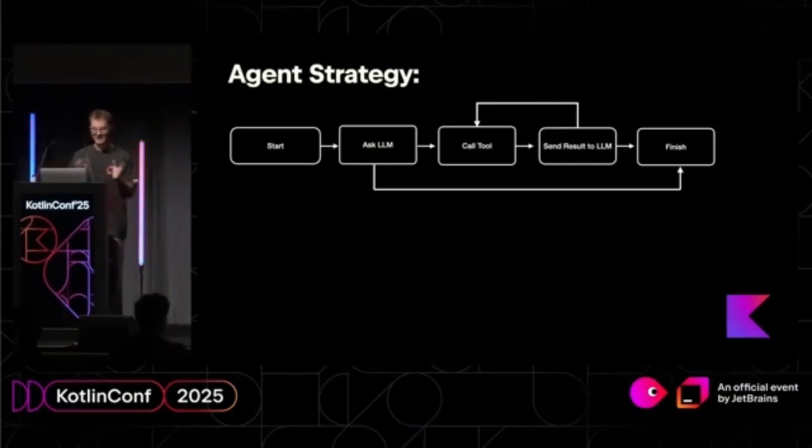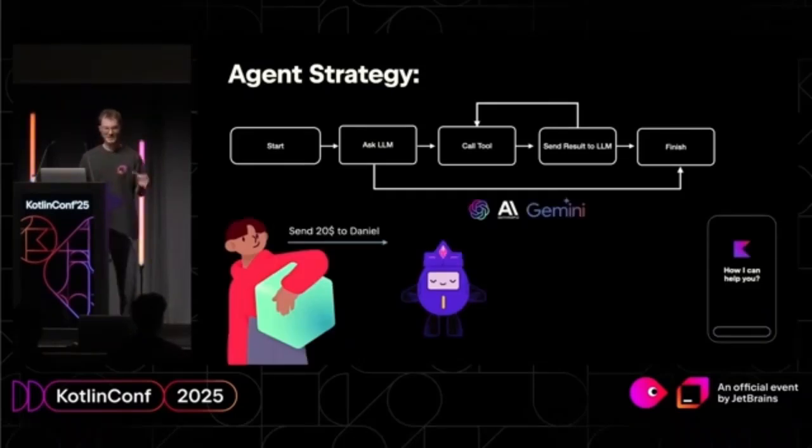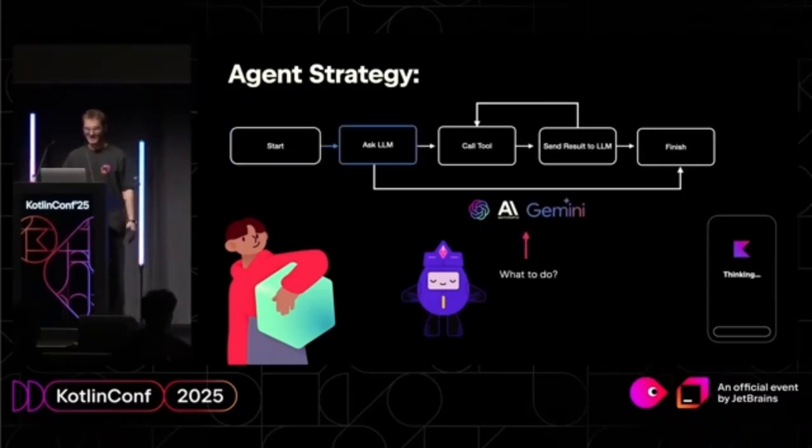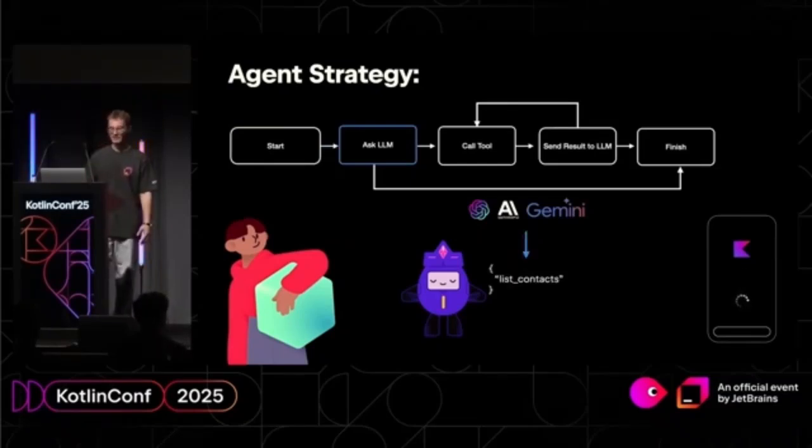But let's just see how it works in real life. Imagine the user is asking this helper robot, send $20 to Daniel. And it will start working. It will start the strategy. Then it will ask the LLM what to do, because it doesn't know. LLM does. And it will get the first response, list contacts.